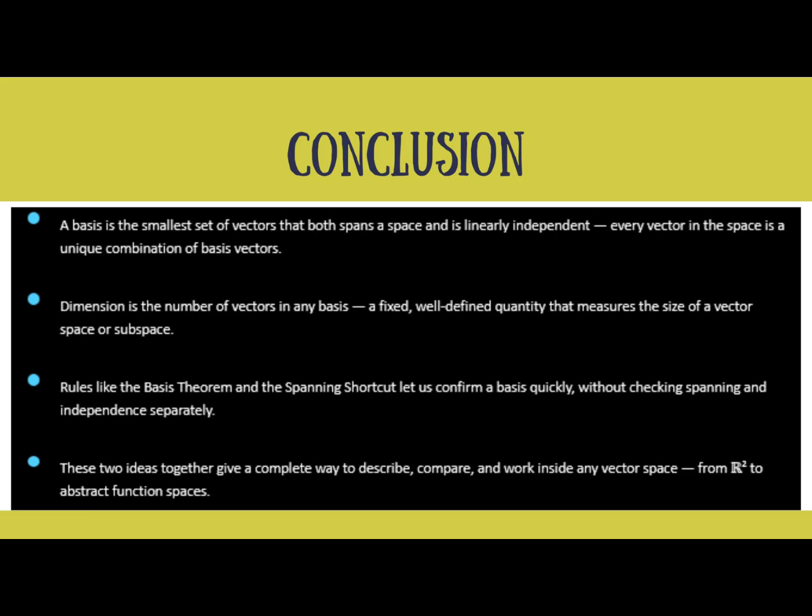To conclude, a basis is the smallest set of vectors that is both linearly independent and spans a vector space. The dimension tells us how many vectors are in that basis, giving us a measure of the size of the vector space. The basis theorem, spanning shortcut, subspace rule, and counting rule help us quickly determine whether a set forms a basis and what the dimension of a space is. These ideas are fundamental in linear algebra because they allow us to describe, compare, and analyze vector spaces efficiently.